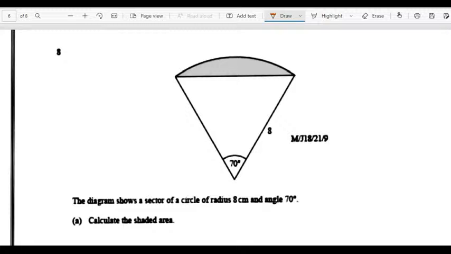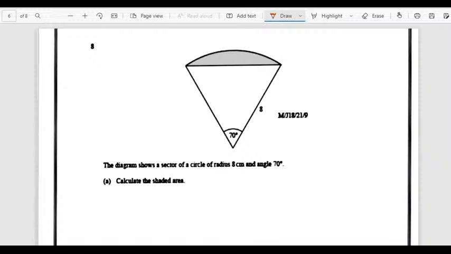Now it says the diagram shows a sector of a circle of radius 8 and angle 70. Calculate the shaded region. Now this is very, very easy. We can easily do that. How do we calculate the shaded region of this type? So first we need to find the area of the sector, and then we need to subtract the area of this triangle, and then we would get the shaded region, right? Okay. So let's start the working. Let's find the area of the sector first.